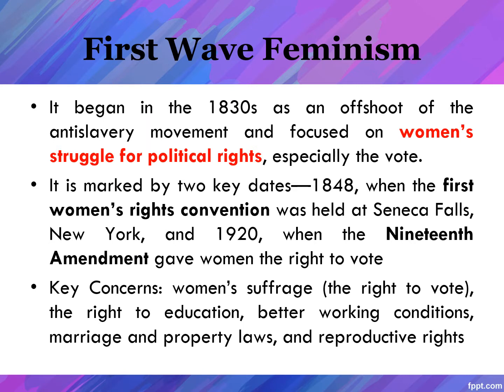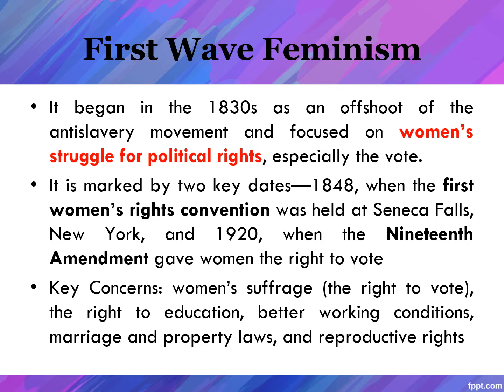We begin with the first wave. So when we talk about the first wave, it started in the 1830s, and it's all about fighting for the political rights of women. So what are these political rights? It's all about women's suffrage or the right to vote, the right to education, the right to better employment, and of course, marriage and property laws and reproductive rights. So it's more on the legislation part.